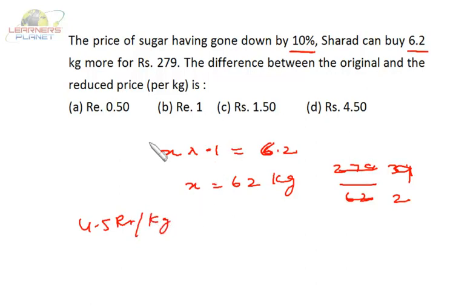Okay, now this price we got after deducting 10%. That means of the original price, this price is 90%. That means the original price was 5 rupees per kilogram and 90% of 5 rupees is 4.5. So the difference is 50 paisa per kilogram. Okay, so the difference between original and reduced price is 50 paisa per kilogram. I hope you are clear with both the methods.